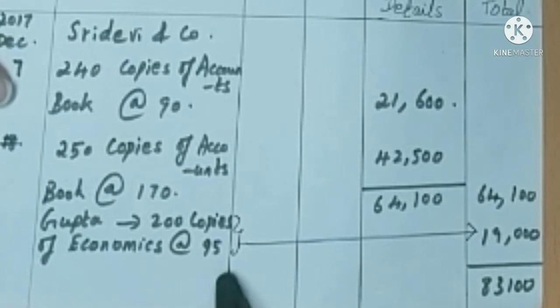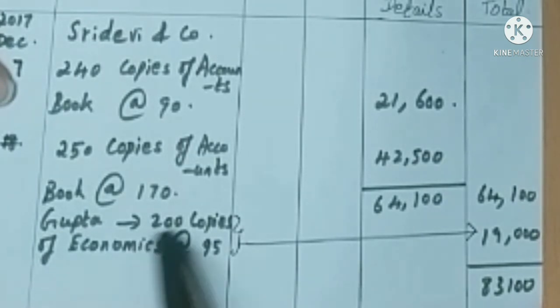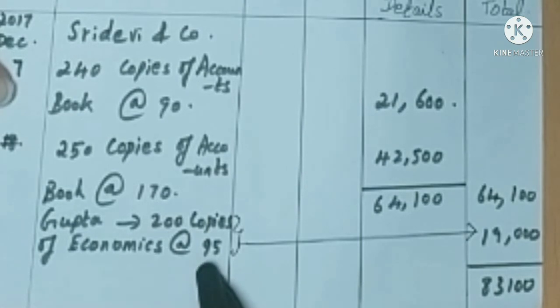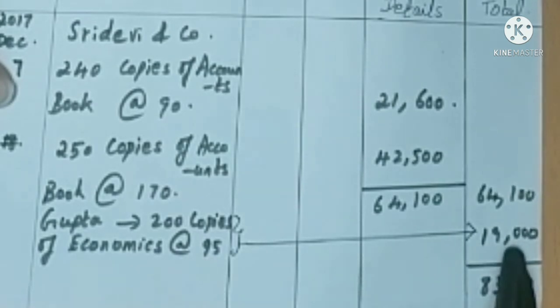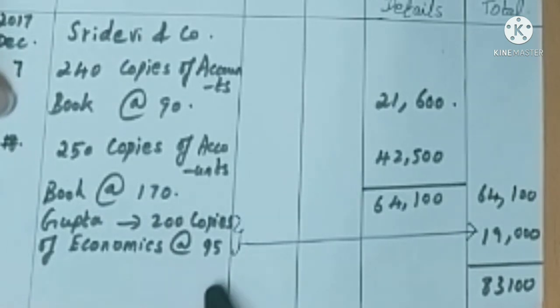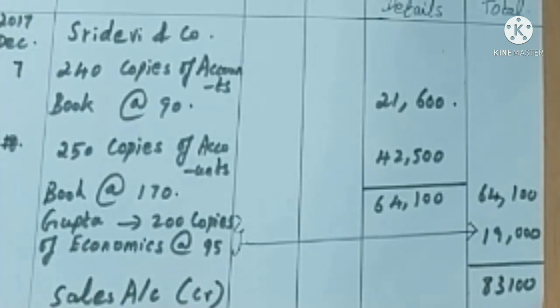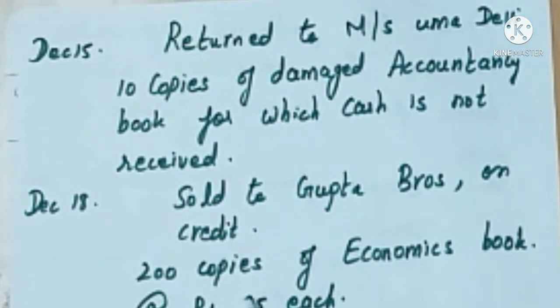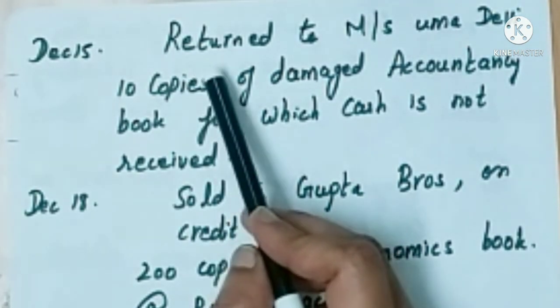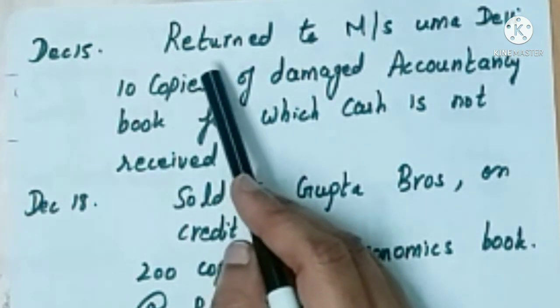So I have given a flower bracket for you to understand. So 200 copies, 95 each. So 200 into 95, we get 19,000. So 64,100 plus 19,000, 83,100 is the total sales made. Sales is an income, so we will credit sales account. Sales account, credit, because it is an income. Okay, now let's see this transaction.